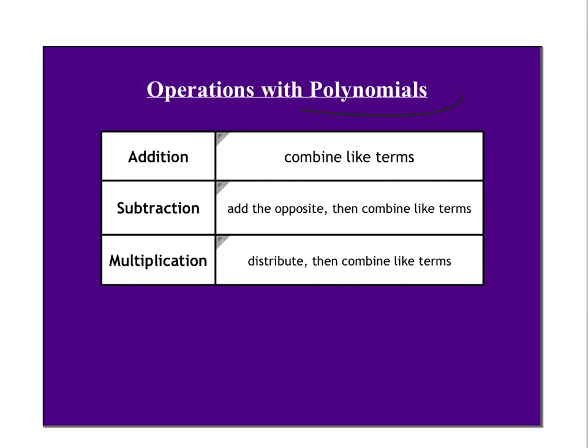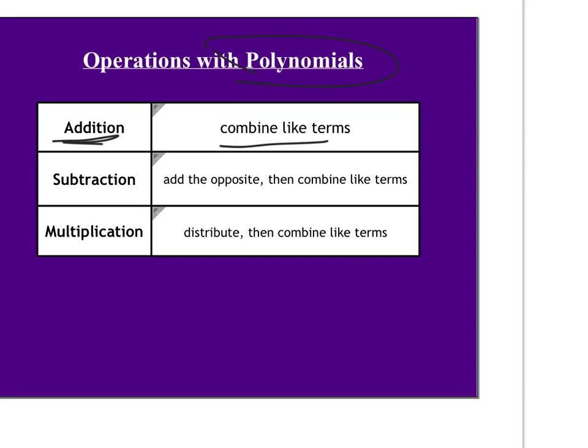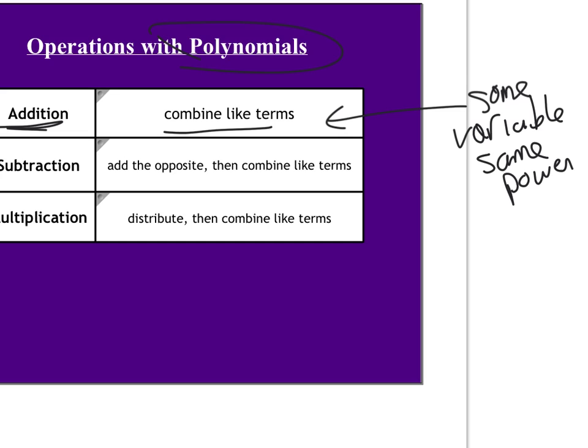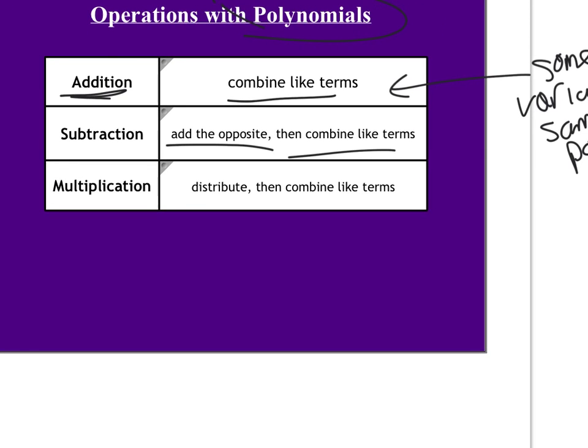So, operations with polynomials. Addition, very simple, like terms, okay? That means same variable, so you need same variable, same power. All right, subtracting is kind of the same way. Add the opposite, then combine like terms. Multiplication follows a lot of things. You're going to distribute, you're going to multiply things, and then you're going to combine like terms. So that's kind of what we're looking at.